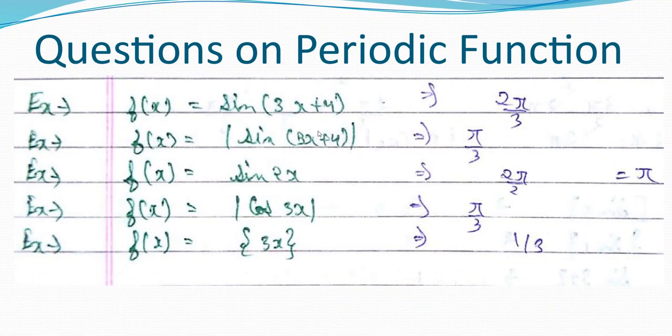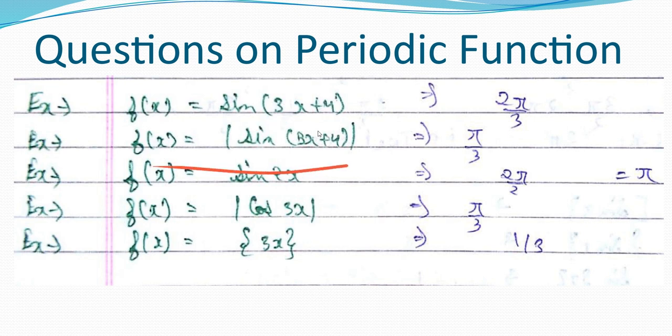Let's have some questions on periodic function. That is f(x) is equal to sin(3x + 4). As sin x has a period of 2π, but here it is 3x + 4. Plus 4 doesn't have any effect, but 3 is in product with x. So its period will be 2π by 3. That is, 2π is its period and dividing by 3, that is, this constant which is in product with x.